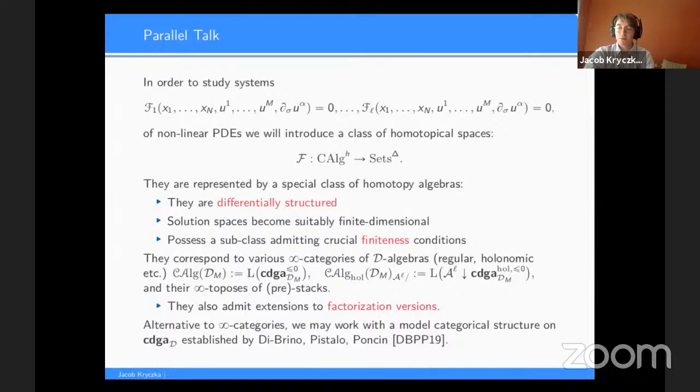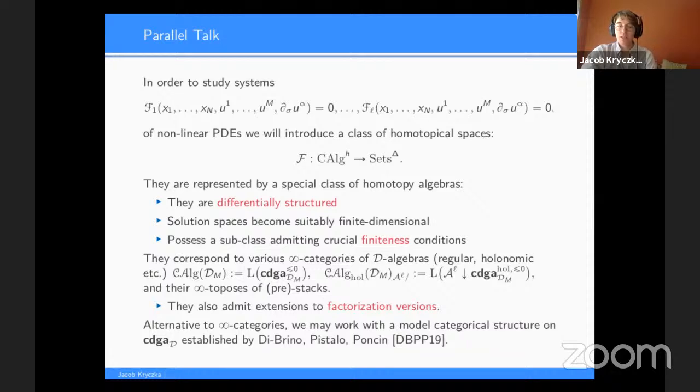Also, they possess a nice subclass of objects that admit finiteness conditions, which are necessary to impose when studying spaces of Noether identities and gauge field theories. And explicitly, these correspond to various infinity categories of D algebras. So they could be regular, holonomic, and things like this. So just throw in adjectives from those areas of mathematics that are of particular importance.